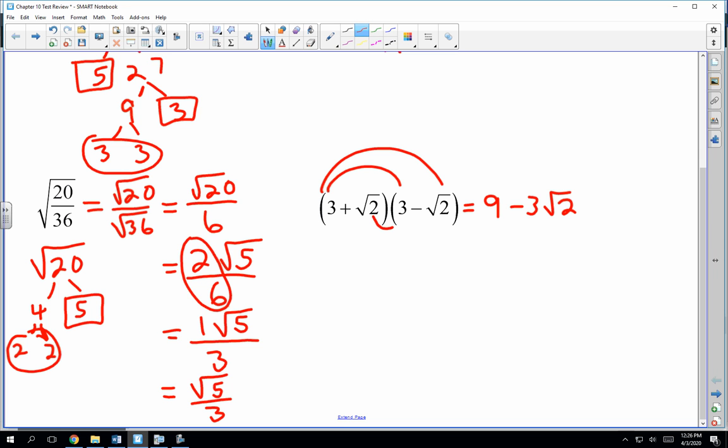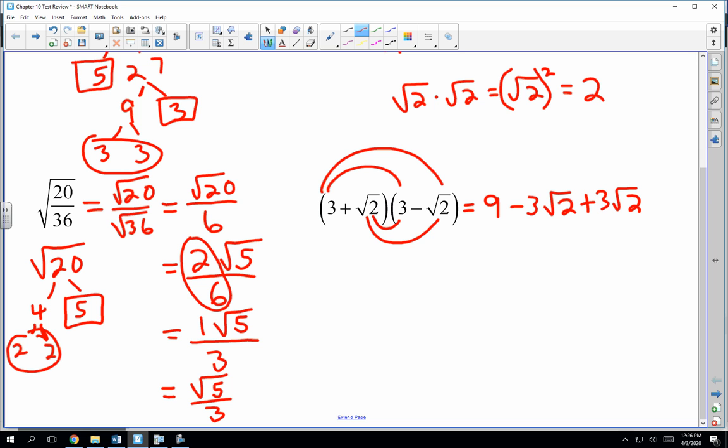And then the next one here, root 2 times 3 is positive 3 root 2. And then the final distribution is that root 2 times root 2 that we talked about earlier. Root 2 times root 2 is the same as root 2 squared, which the squaring cancels out the root, or gives us 2. Another way to think about it is root 2 times root 2 is root 4, and the square root of 4 is a whole number 2. And so that's what I end up with as that last term. It's a minus sign because of the positive and negative out in front of those, and then 2.